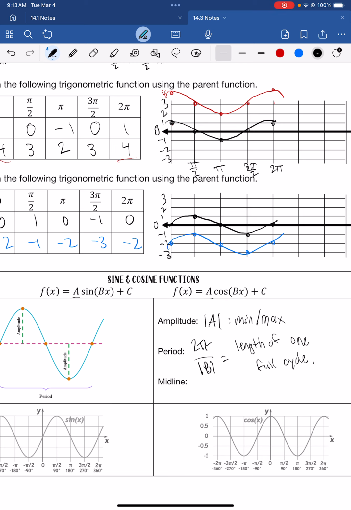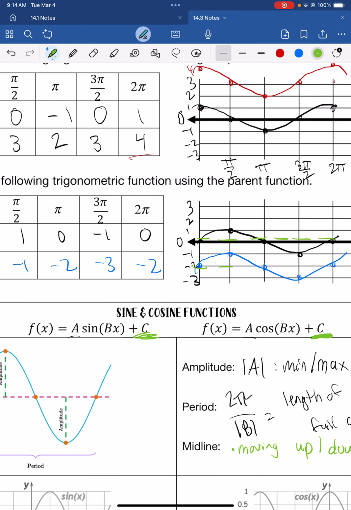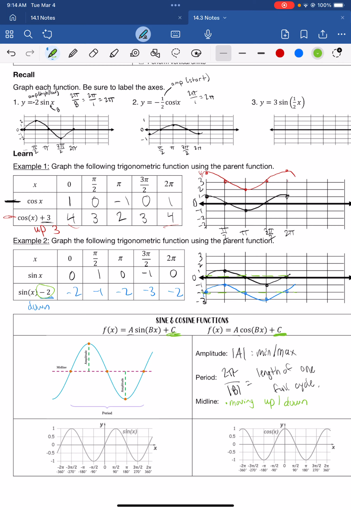Now the midline, this is what's new for us today. This is going to be, let's use green here, this C value at the end. And this is going to tell us if we're moving up or down. It just depends on what's going on. If you look at these graphs up top, usually our midline is at 0, and so everything oscillates, we call that, around 0. But if we have a -2 in front, we're going to move everything down 2. So this midline goes down 2. And so it goes one full rotation up, back through the middle, and then back through the middle again. So that C value is going to tell us how much we're moving up and down.